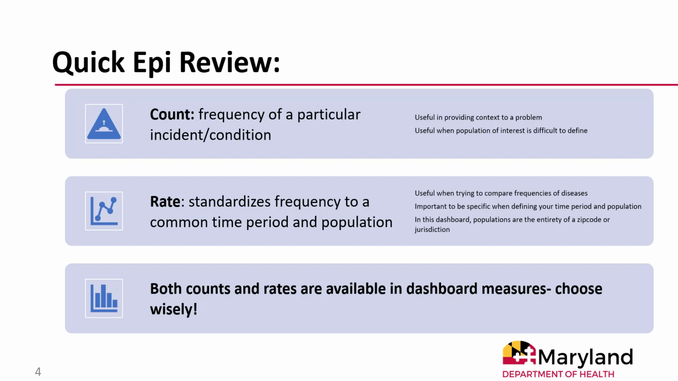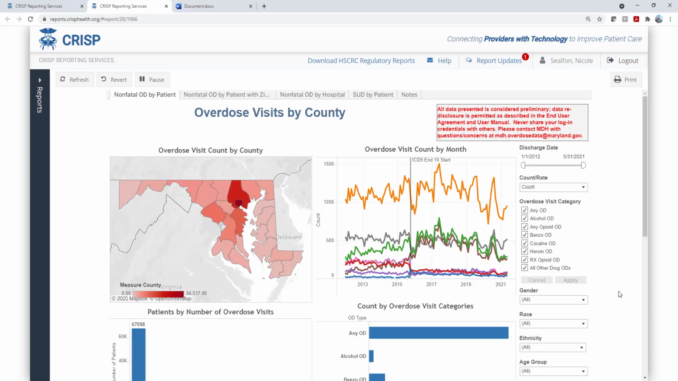As you remember from the General Overview of CRISP Drug-Related Indicators Dashboard webinar, the program manages a lot of data and may take a few minutes to load. So let's go to the dashboard. We are now going to review the tabs in the dashboard. Let's select the Non-Fatal OD by Patient tab. This tab displays overdose events by county based on the residency of the patient.